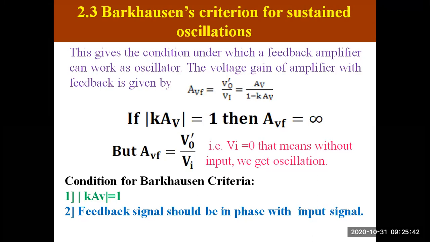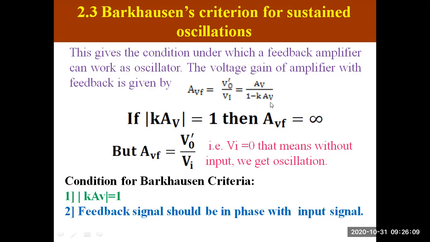Therefore, what is the Barkhausen condition? काय Barkhausen condition? That means K into AV is equal to 1. And this is called as a Barkhausen criteria for sustained oscillation. त्यालाच काय म्हणतो आपण Barkhausen criteria for sustained oscillation.